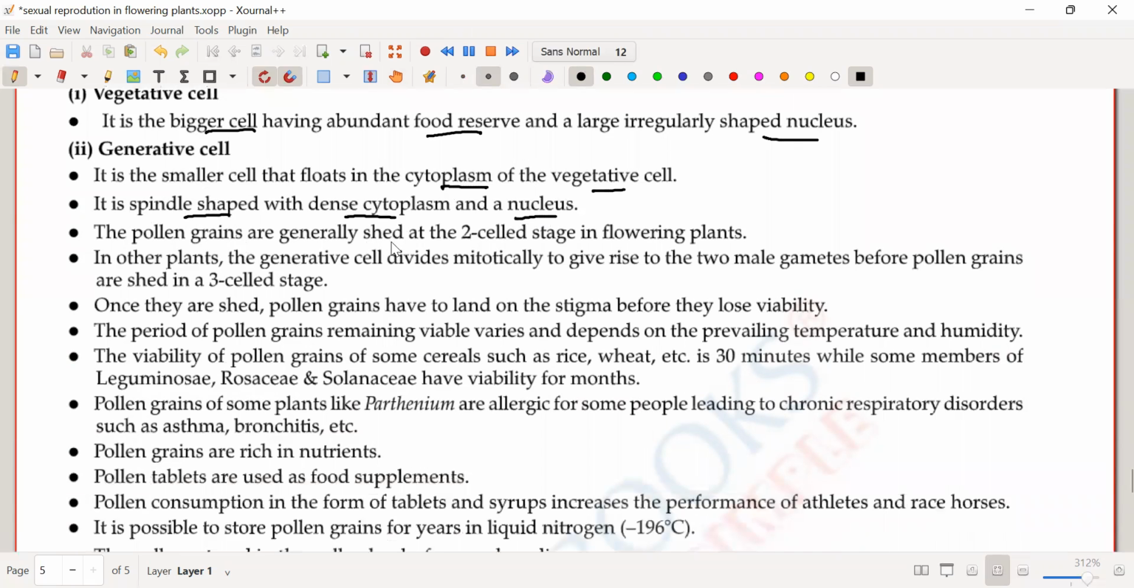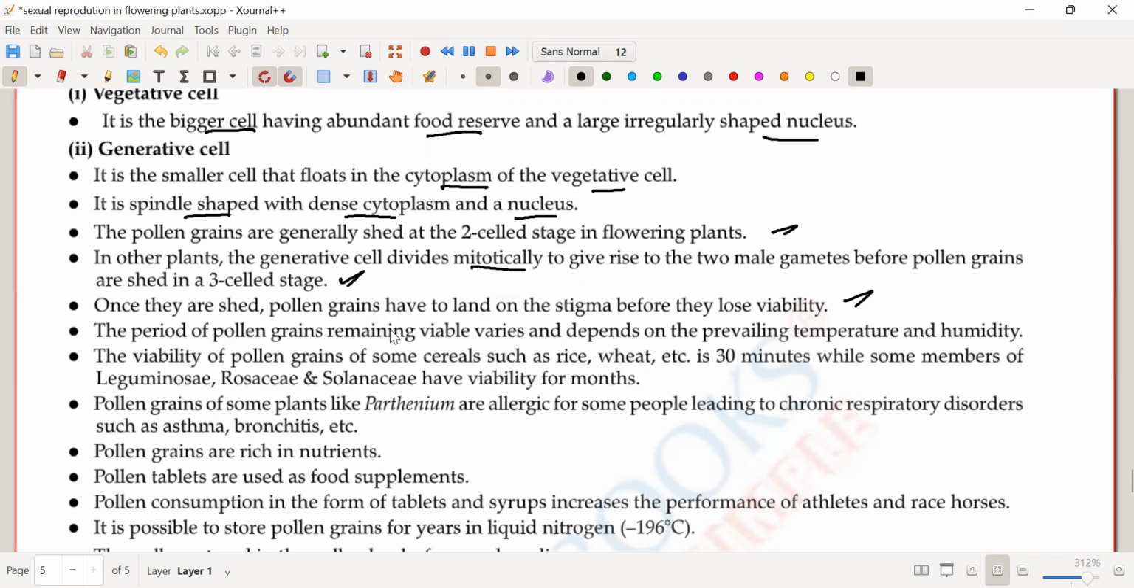The pollen grains are generally shed at the two-cell stage in flowering plants. In other plants, the generative cell divides mitotically to give rise to two male gametes before pollen grains are shed, in the three-cell stage. Once they are shed, pollen grains have to land on the stigma before they lose viability. That is, after the pollen grain is dispersed from the anthers, it should reach the stigma soon. If it's not reaching the stigma, automatically it will lose its viability. It will not have the same strength, right?